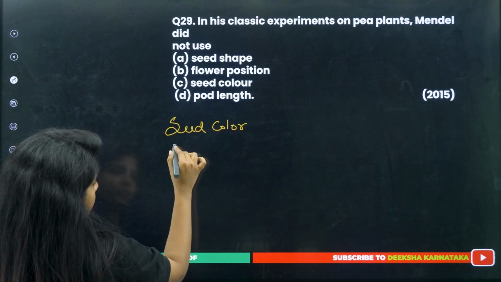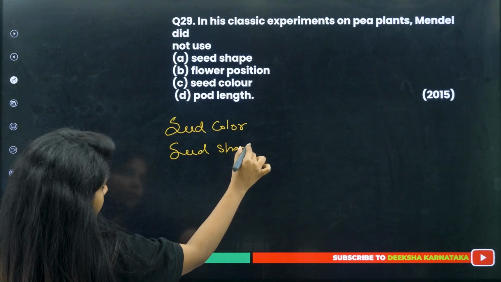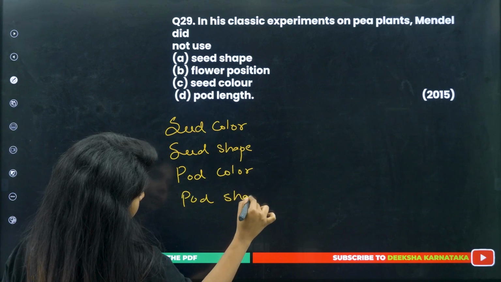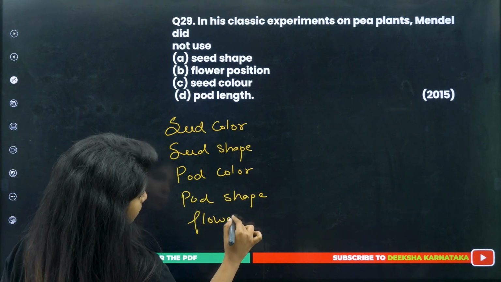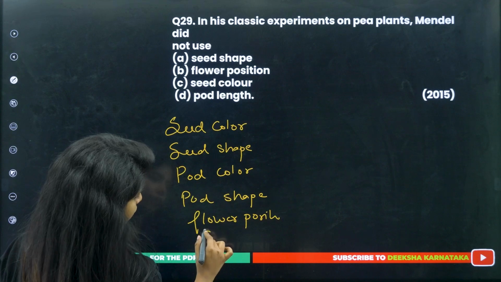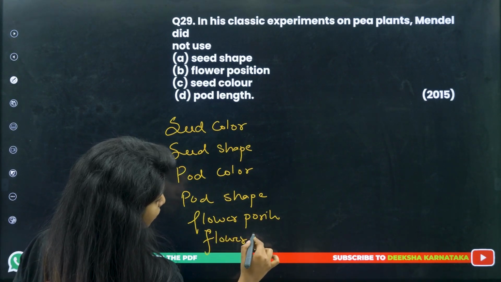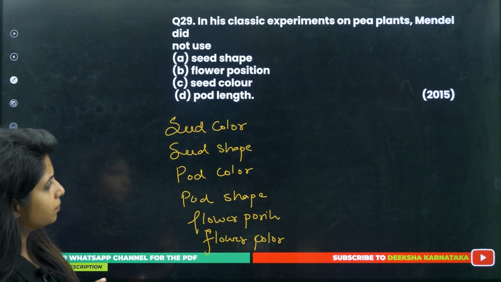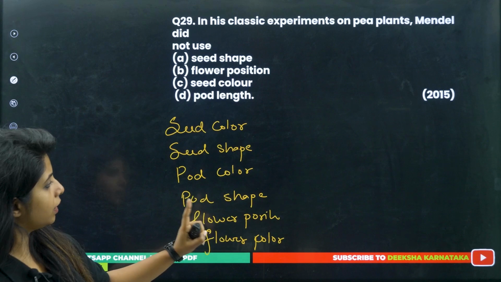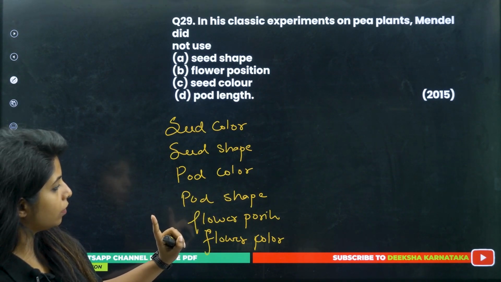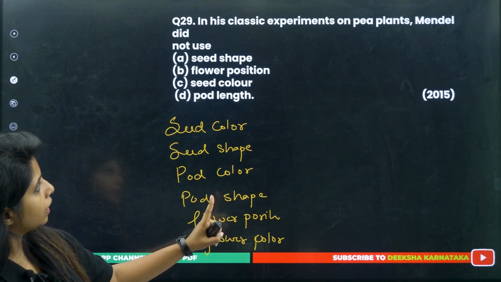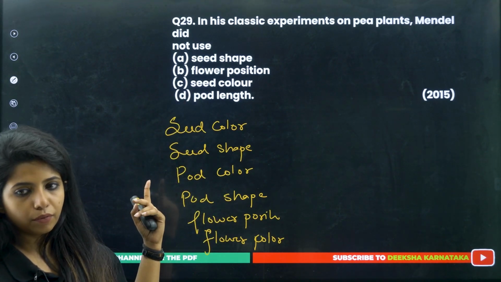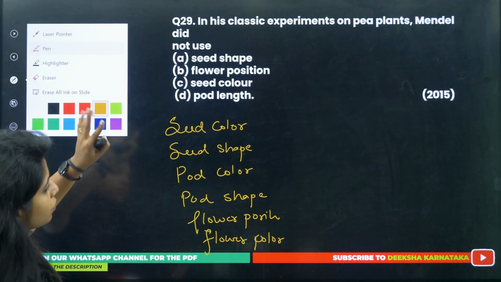Seed color, seed shape, pod color, pod shape, flower position, flower color. Okay, 1, 2, 3, 4, 5, 6. There was one more. I forgot. Seed color, seed shape, pod color, pod shape, flower position and flower color. Okay. Apart from that, there was one more which I obviously forgot. I don't remember it somehow. Okay, anyways. So, there were 7 characters.